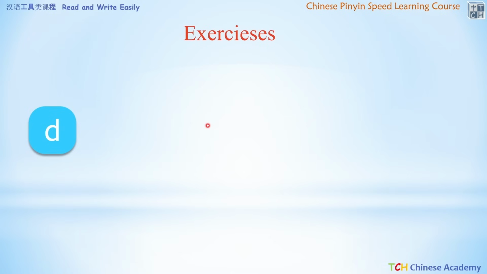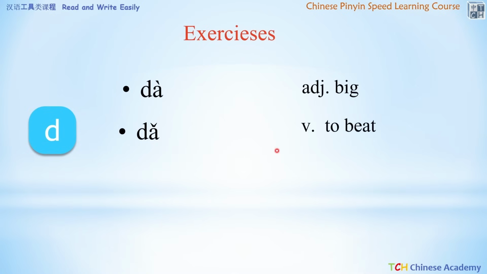Now let's look at some exercises with d. The first one is dà. This is the fourth tone, and it means big in English. And the next one is the third tone, dǎ. It means beat in English.